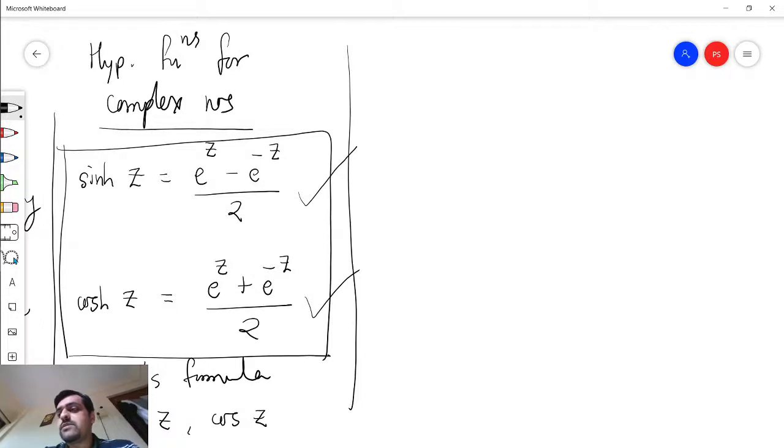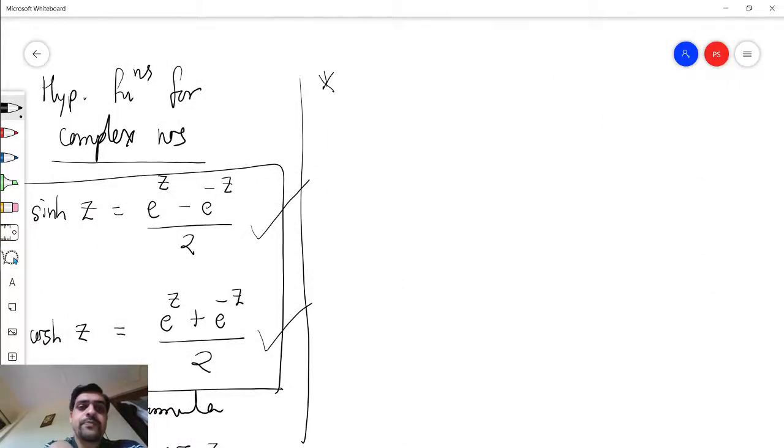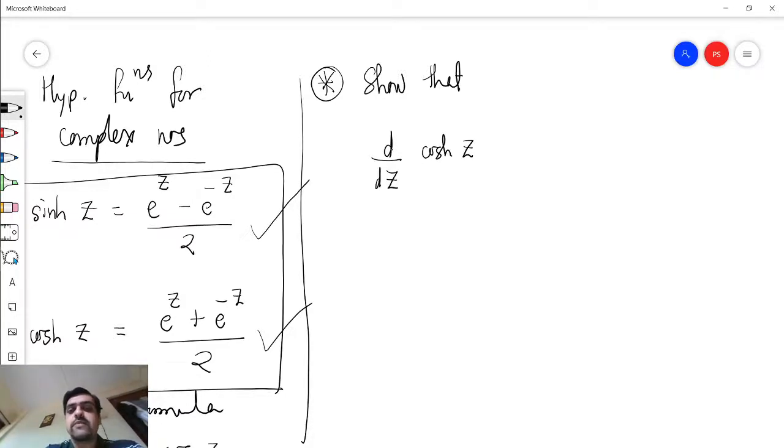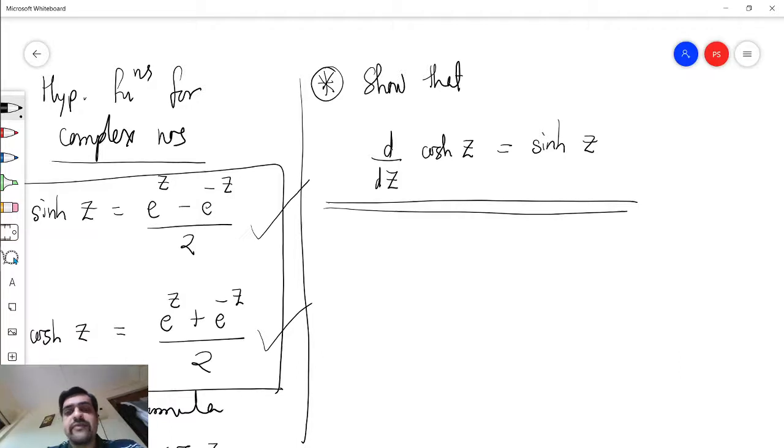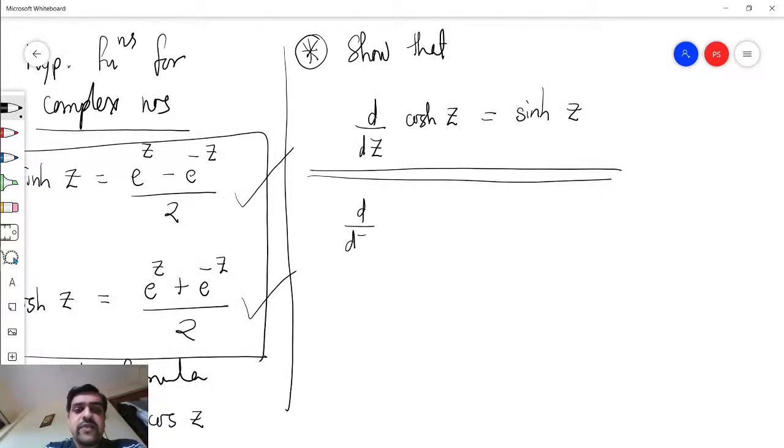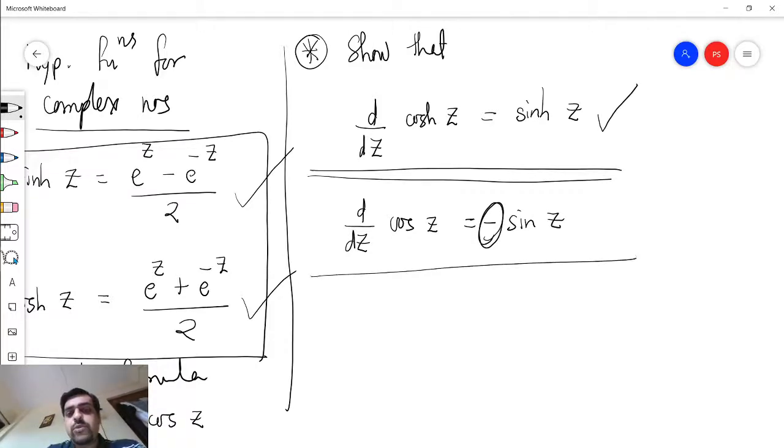As an example, we will try to prove that the derivative of cosh z with respect to z is nothing but sinh z. Now note that this formula is slightly different, because in case of trigonometric functions we know that the derivative of cos z is minus sin z. This minus sign doesn't appear here. So let us try to prove this.